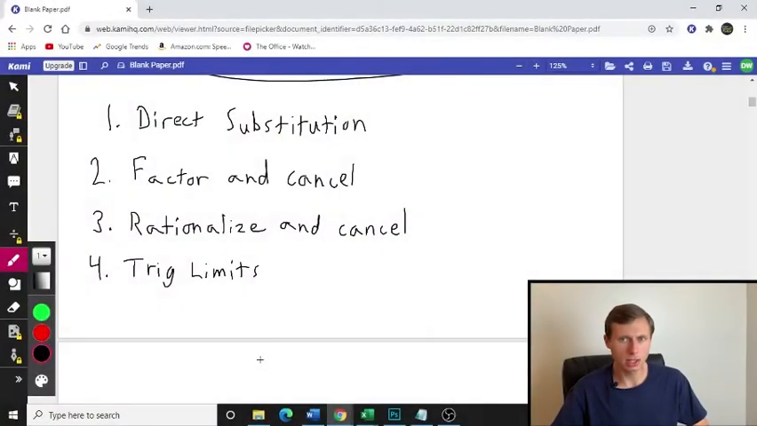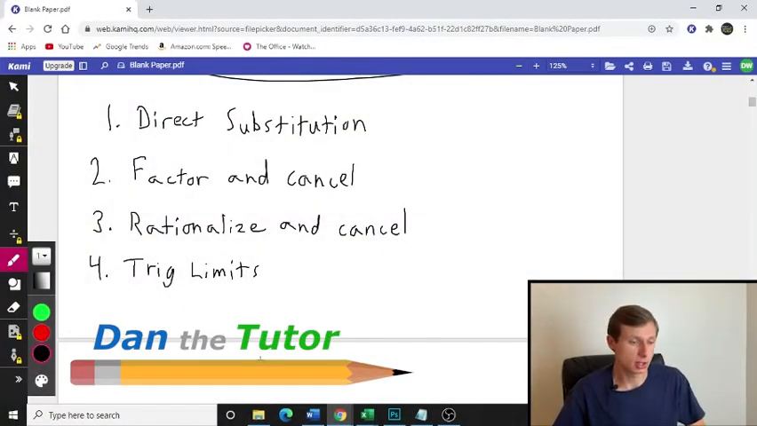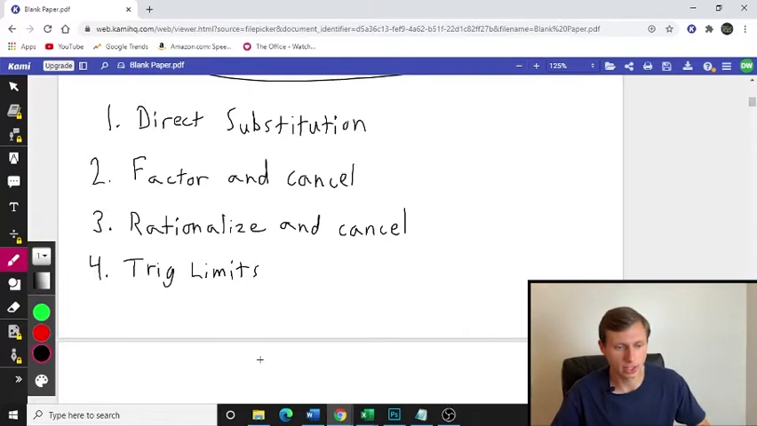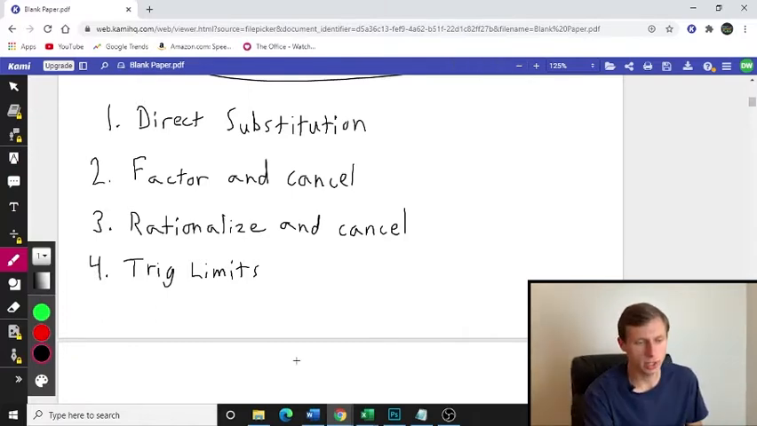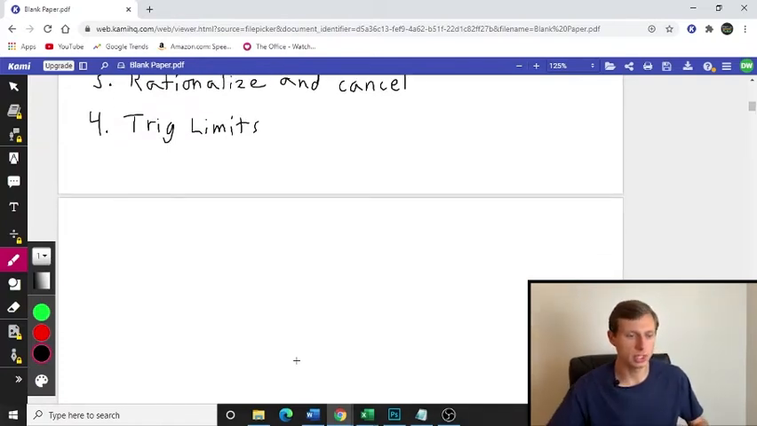And so we were in the middle of talking about the 5 ways to solve limits, and we stopped at number 4, trig limits, and now that's where we're going to pick back up right now. So for the trig limits, there's just 2 rules you need to know.